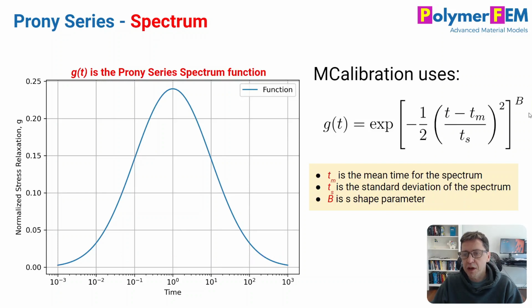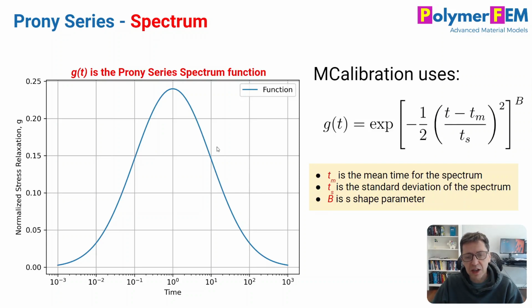We use the following function for the relaxation spectrum here. It's an exponential function of this form. t is the time on the x-axis. tm is the mean value, that's where the peak occurs. And ts is the standard deviation, basically how wide is the spectrum function here. And then we have a shape parameter b to tweak the shape a little bit if you need to. So that's the mathematical equation.